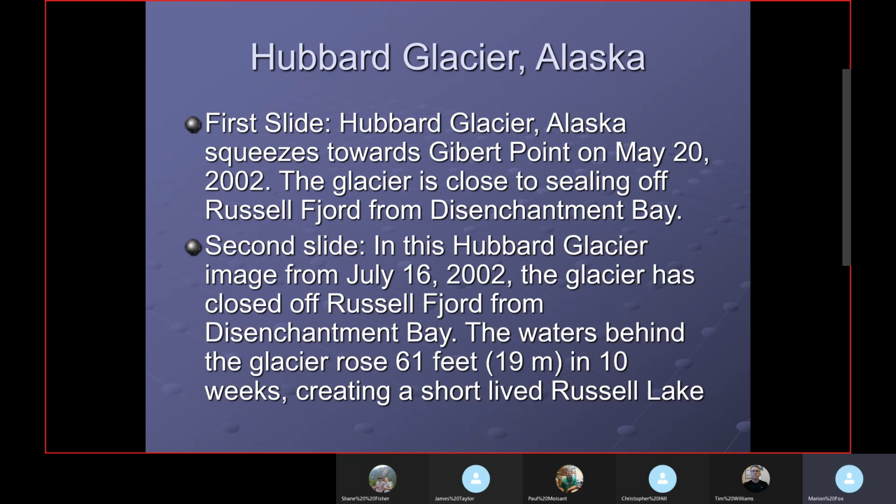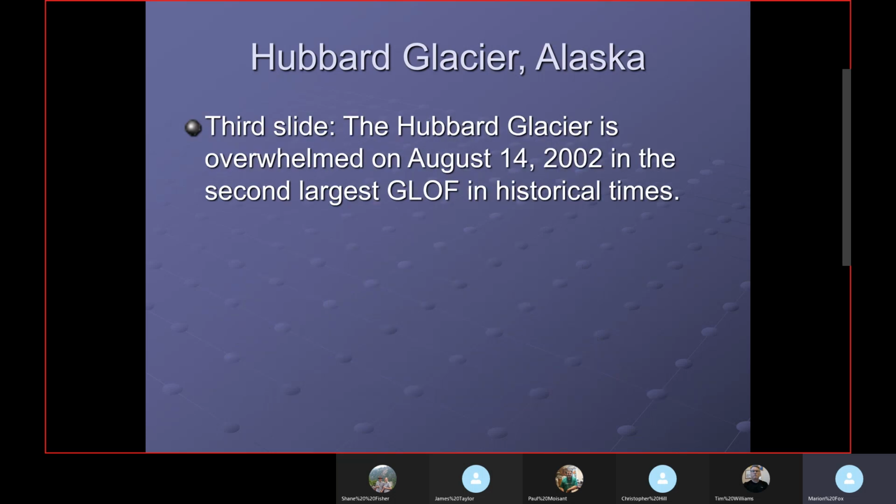It existed for a while, and then it breached the glacier and began to overflow, cut through it. The third slide we're going to see here in just a moment is the Hubbard Glacier overwhelmed on August the 14th, 2002, the second largest GLOF of modern times. That's glacial lake outburst flood, GLOF. Okay.